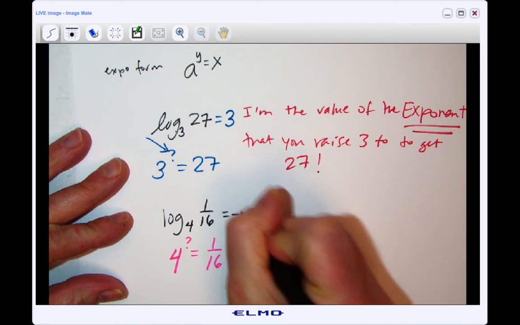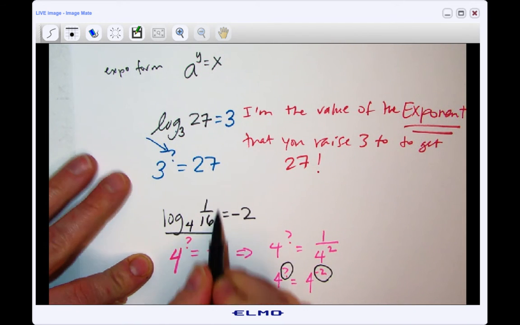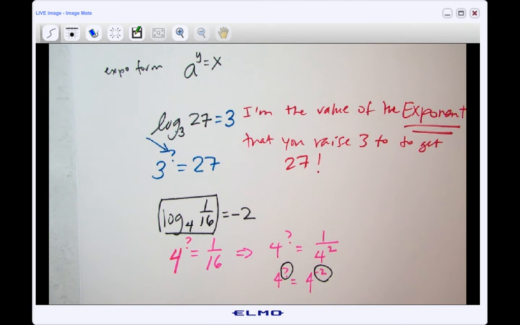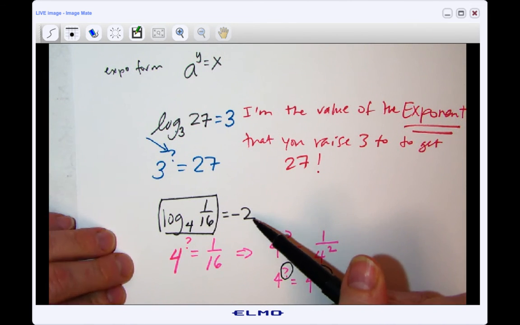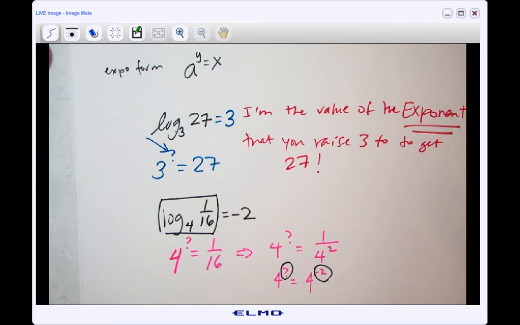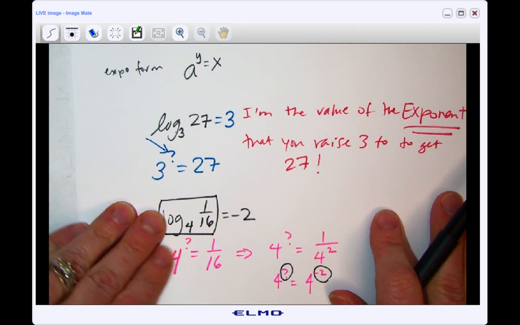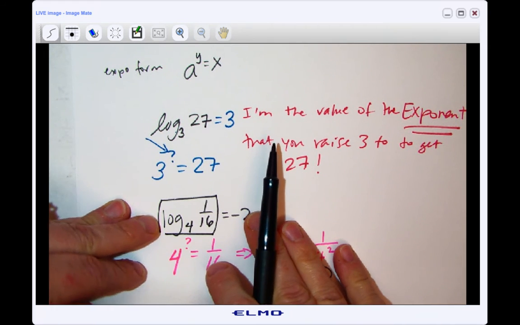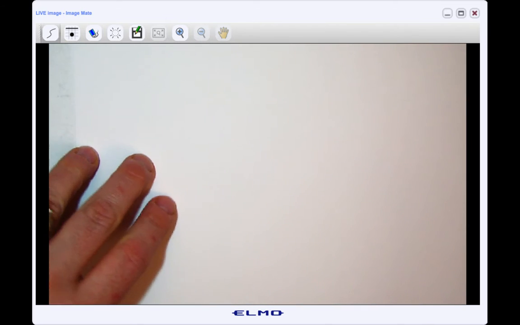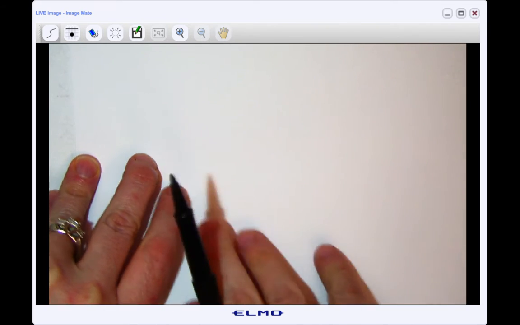It's equal to negative 2. So this whole little expression is saying I'm the number that you have to raise 4 to get 1 over 16. In other words, I'm negative 2. Okay? Let's look at a few more just to get our brain revved up for logarithms.